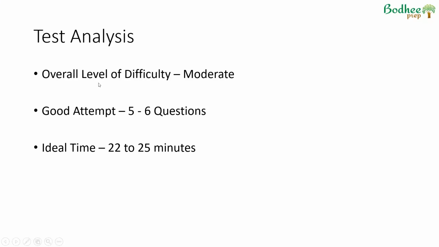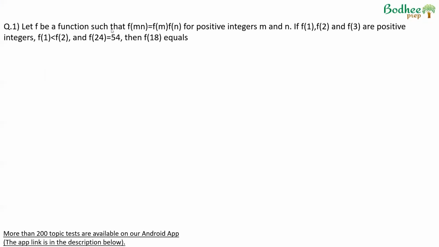If we look at the questions, the first question says f is a function such that f of m into n is equal to f of m into f of n for positive integers m and n. If f1, f2, f3 are positive integers and f1 is less than f2, f24 is given as 54. What is f18? Now we know that f24 can be written as f of 12 into 2. This will be f of 12 into f of 2.